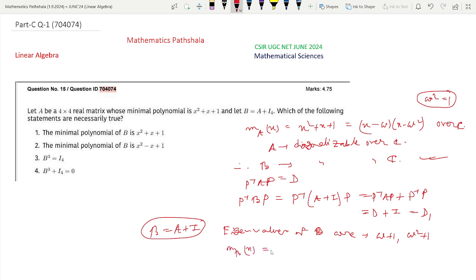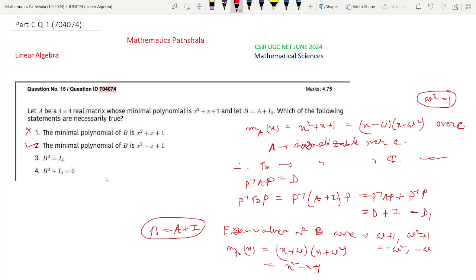So the minimal polynomial of B must be, this is actually, omega plus 1 is minus omega square, and omega square plus 1 is minus omega. So the eigenvalues of B are minus omega square and minus omega. So the minimal polynomial of B is clearly x plus omega into x plus omega square, and that is equal to x square minus x plus 1. So here option 1 is not the correct option, option 2 is the correct option.